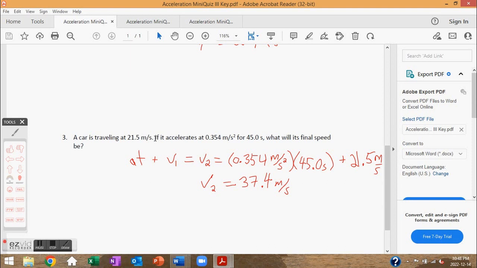A car is traveling at 21.5 meters per second. If it accelerates at a rate of 0.354 meters per second squared for 45.0 seconds, what will its final speed be? So here we're solving for V2. We've done this work already. I'm not going to work through it again. It's going to basically be 0.354 meters per second squared times 45.0 seconds, plus 21.5, and we end up with a final speed of 37.4 meters per second.